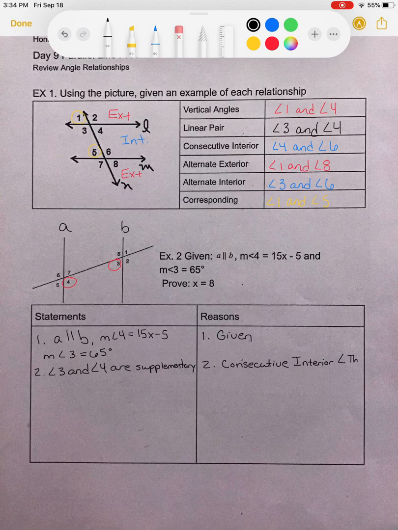And they call it a theorem, so I'll just write that over here. The theorem says that consecutive interior angles are supplementary if the lines are parallel, and we know the lines are parallel. So what does it mean to be supplementary? That means the measure of angle 3 plus the measure of angle 4 should equal 180 degrees. That's called definition of supplementary angles.